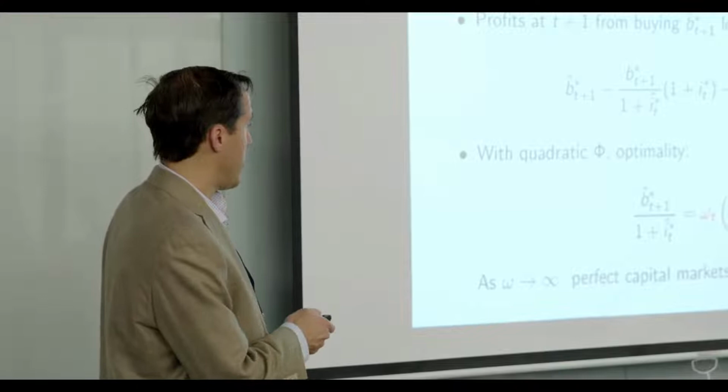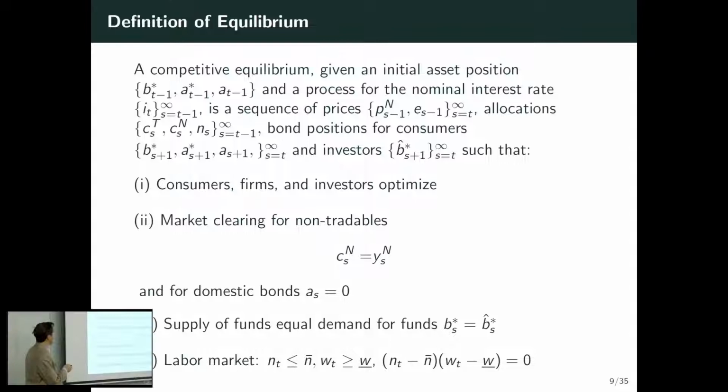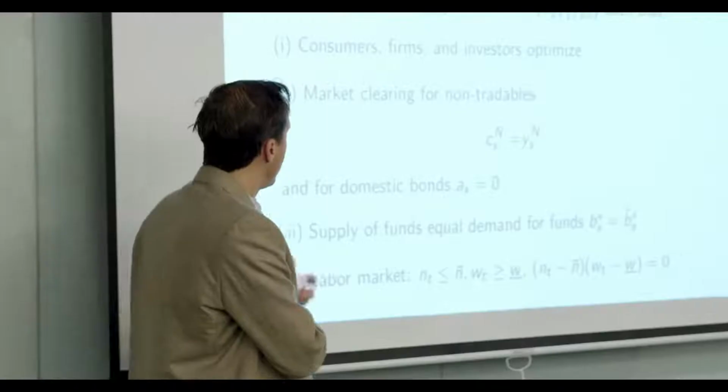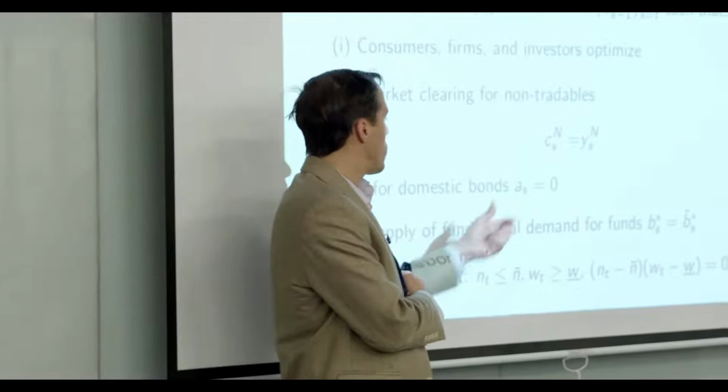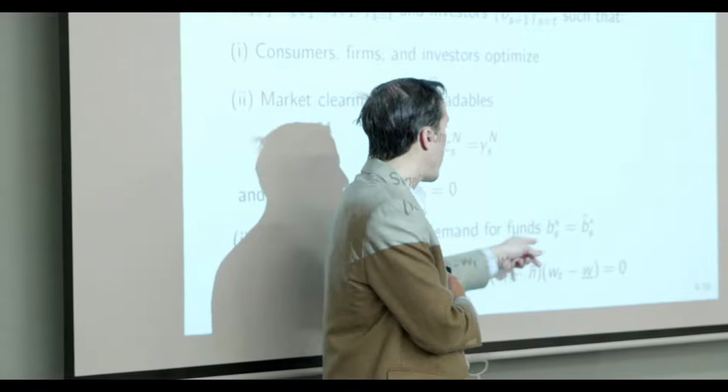for the loans. Now, this is the definition of equilibrium. It's fairly standard. So let me highlight here that we need to have market clearing for non-tradables. So remember the two goods, the tradables and the non-tradables. The non-tradables has to clear domestically. And domestic bonds also has to be cleared domestically. And then we also have the market clearing for funds, okay? Whatever the households want to demand in terms of loans from abroad has to be equal to the amount that banks want to supply.